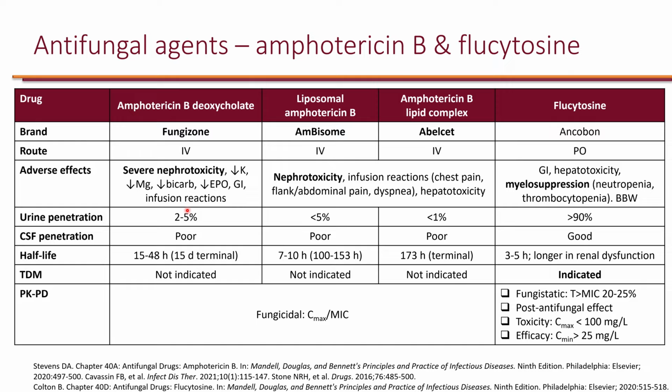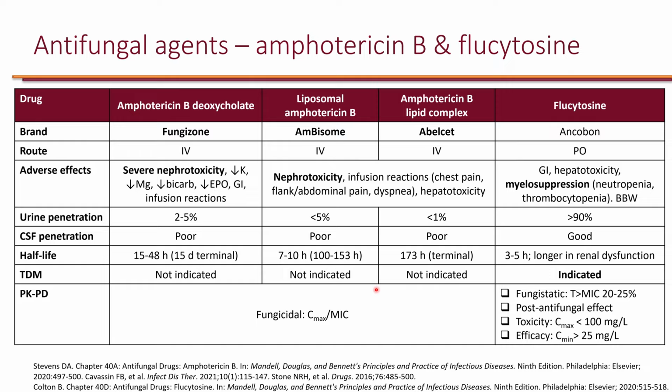Now, because of all this nephrotoxicity, it's important to provide saline loading to the patients. So, in other words, patients receive 1 liter of normal saline before amphotericin has been initiated in order to reduce nephrotoxicity. Now, in general, they have poor penetration into the urine through IV injection. And therapeutic drug monitoring is not indicated for any amphotericin B formulation.